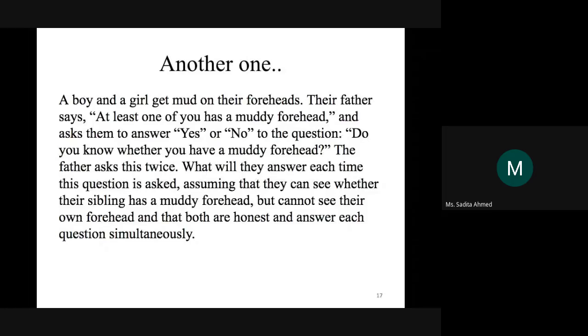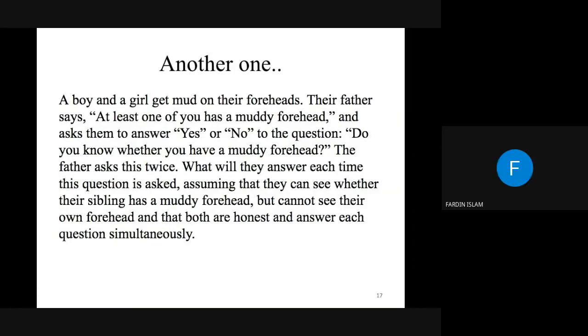And the same thing goes in the girl's head as well, because both of them answer at the same time, remember? And both of them are capable of making logical deductions. So they will think about both scenarios and finally come to the conclusion that the other person did not say yes the first time the question was asked. They did not say yes. Why did they not say yes? Because I must have a muddy forehead.